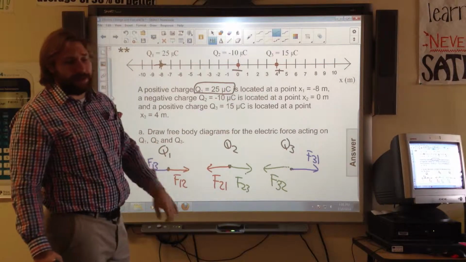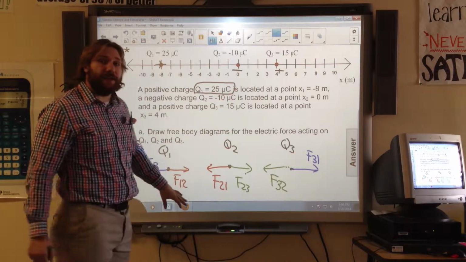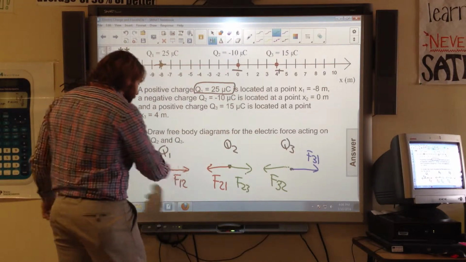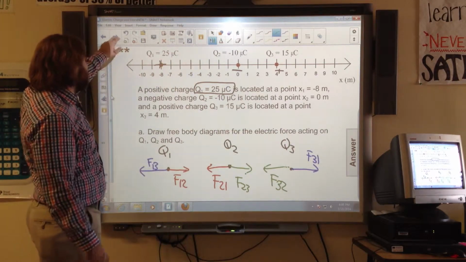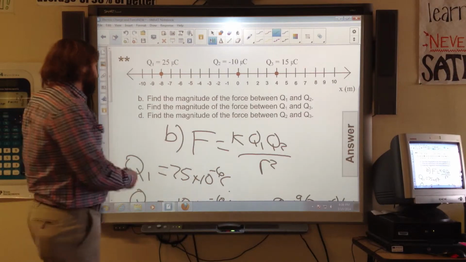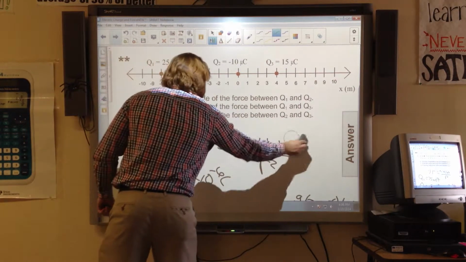So that's our free body diagram. We're going to come back to this at the end. First, we have to find the numbers for these forces before we can get the total net force. And that's where we get to parts B, C, and D.